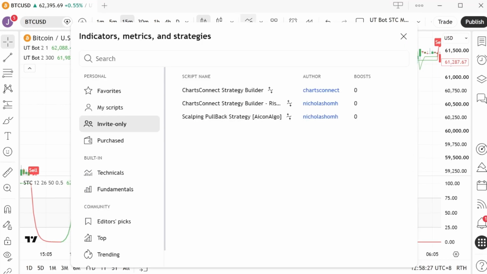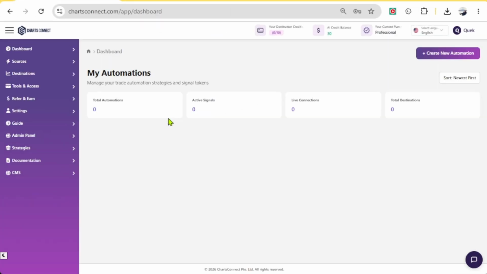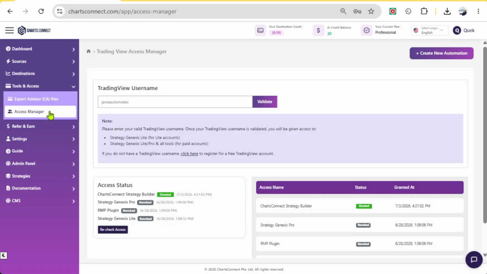Now we are going to build this strategy using the ChartsConnect tool called Strategy Builder. After you sign up, you can validate your TradingView username under Tools and Access Manager. Insert your TradingView user ID here and click Validate. One thing you need to know, if you want to build strategies with more than 2 indicators, you will need a paid TradingView plan. And you cannot automate on the free plan at all because TradingView blocks webhook connections for free accounts. The link to TradingView is in the description if you need it.